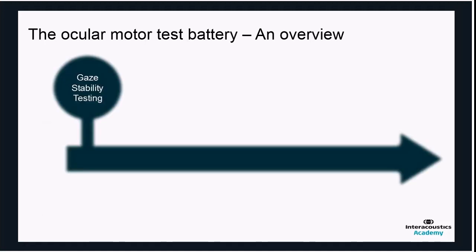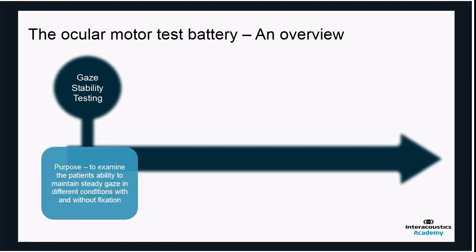So what I'd like to do now is look at the oculomotor test battery as an overview. We've spoken about gaze stability testing and the importance of gaze stability testing in relation to looking at any nystagmus or instability within gaze testing that may influence our oculomotor exam, or even importantly further into the VNG examination when we look at eye movements with fixation being removed.